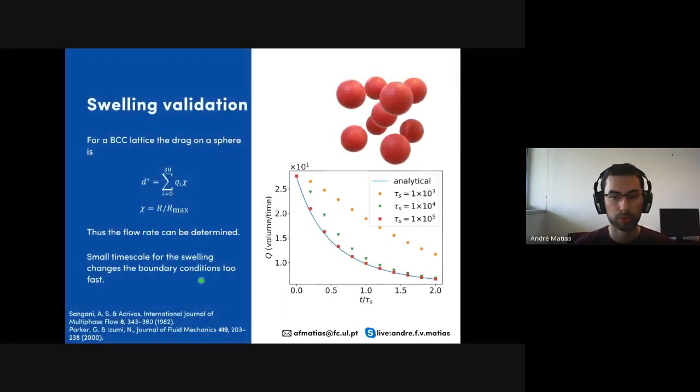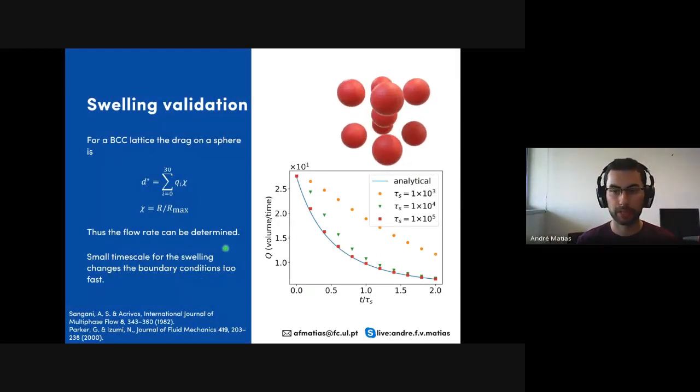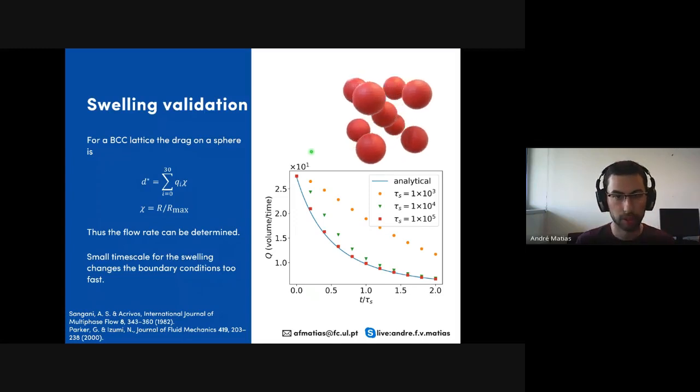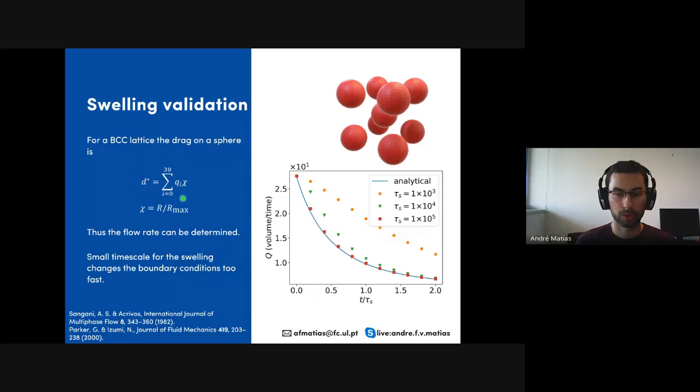I need to do some benchmark to validate my algorithm, and to do so, I simulated the flow on a BCC lattice. I chose a BCC lattice because in this example, we know the drag on each sphere due to the fluid flow. With the drag, I can determine analytically the flow rate as a function of the radius of the particle, and that is what I plotted here as a function of time. In blue, I have the flow rate as a function of time. Remember that the size of the particles is increasing over time, and the points correspond to the points obtained from the Lattice Boltzmann simulations. As we increase the swelling time scale, we get closer and closer to the expected value, because the boundaries are evolving slower and slower, which means that at every time step, the fluid is completely relaxed.